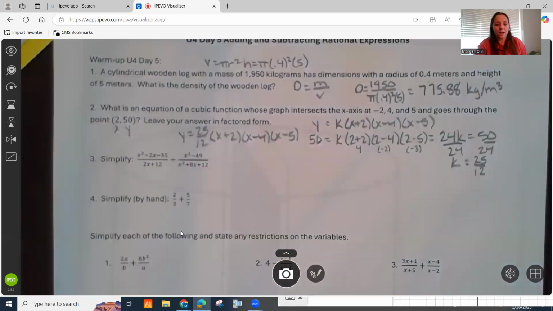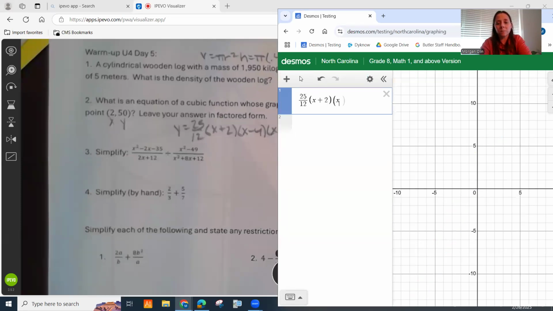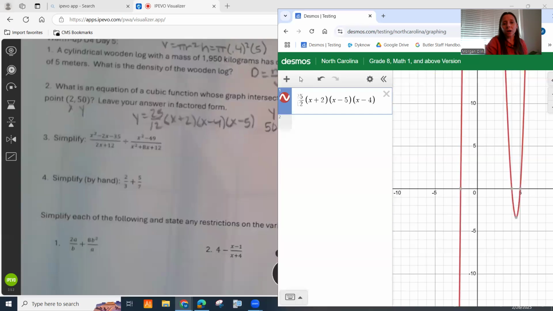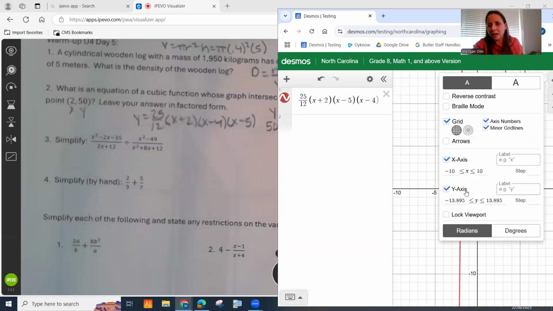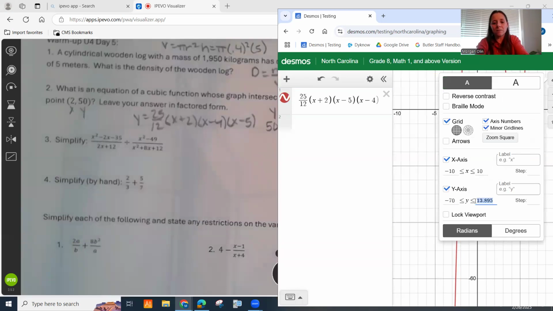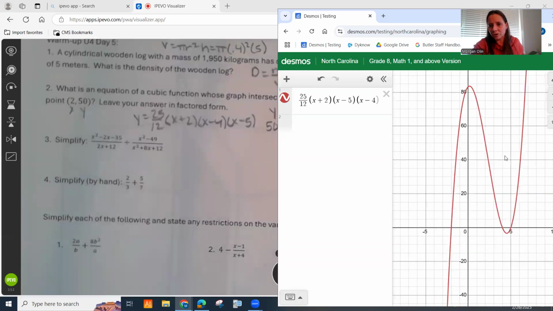And you can always double check it. So if I take my equation, 25 over 12, and then it's x plus 2, x minus 4, and minus 5. Hold on. There we go. I got it all in there, maybe a different order. Okay, so here we go. Double check this. I'm going to go to the graph settings. I'm going to say like -70, and 70 on this. Okay. Let's close that. I can almost see everything, so I can transform it right here.